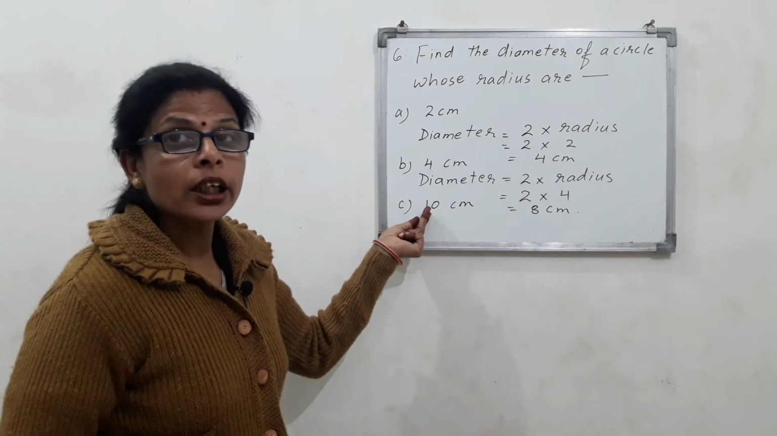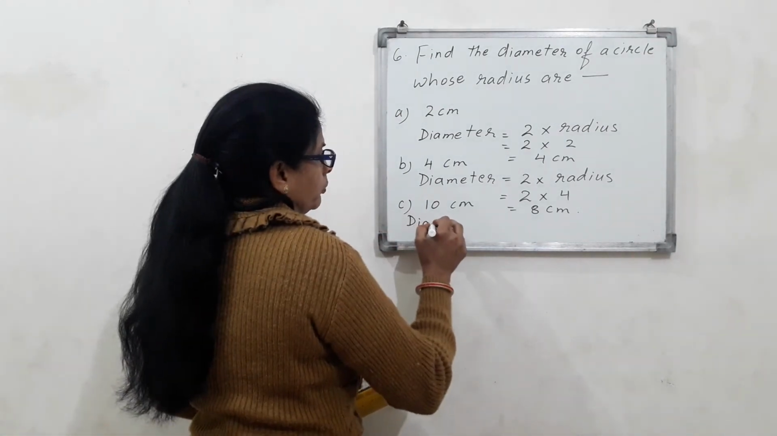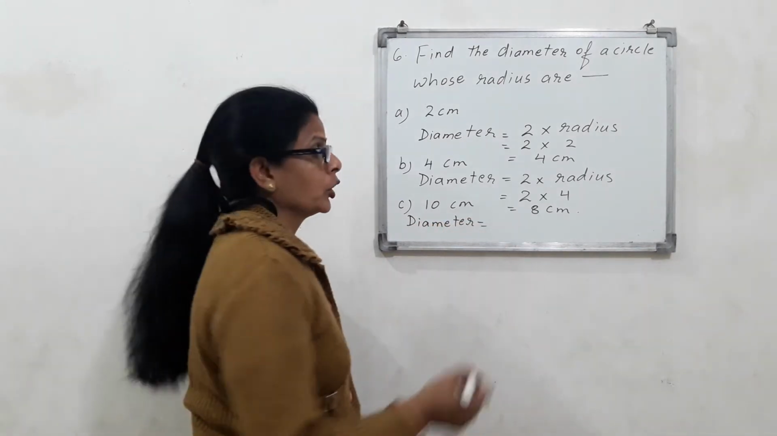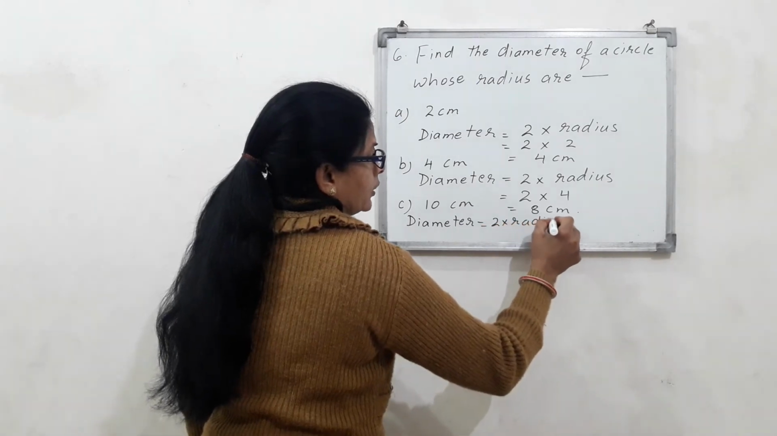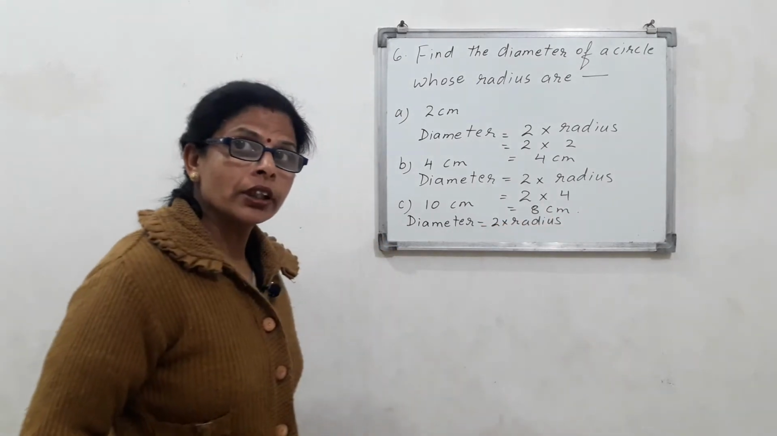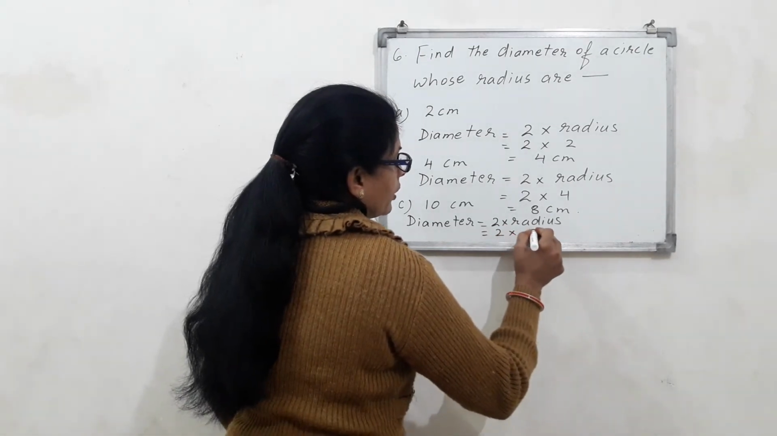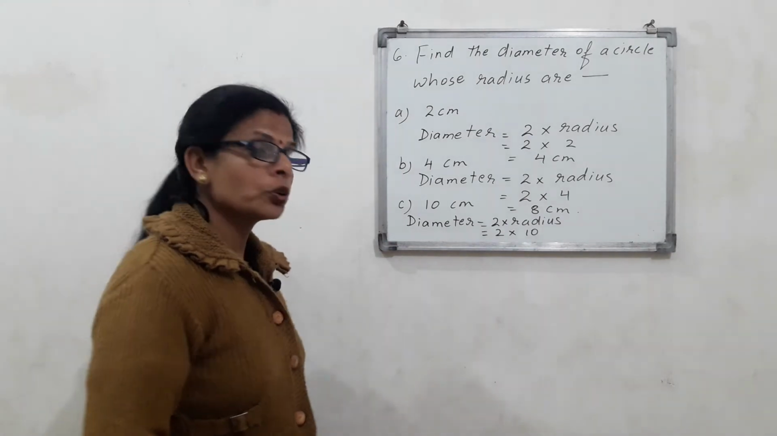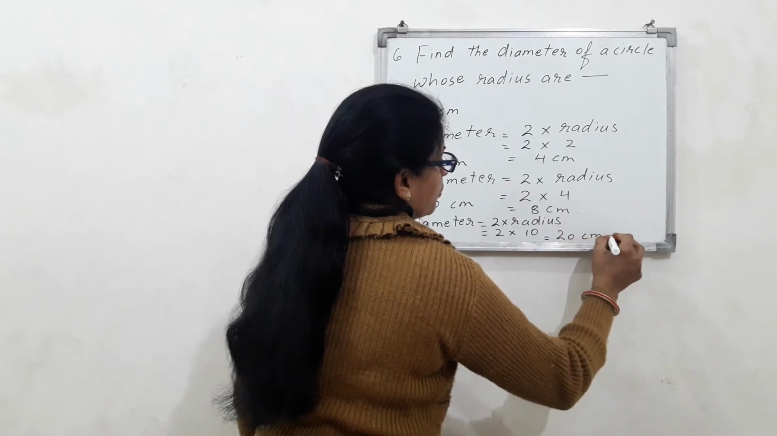Next, C part, the radius is 10 centimeter. So what will be the diameter? Diameter is, what is the formula? 2 multiplied by radius. What is the radius given? 10 centimeter. So 2 multiplied by 10, 2 tens are 20. So the diameter will be 20 centimeter.